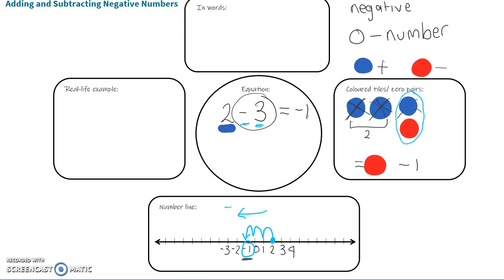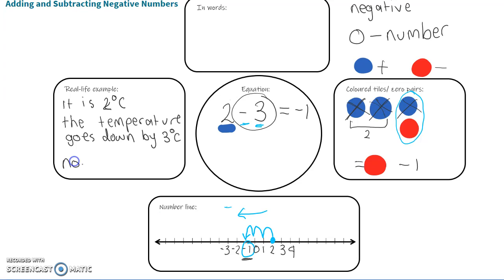Okay, here our real life example could be that it is 2 degrees. Okay, and the temperature goes down by 3 degrees. Okay, so now it's negative 1 degree. Okay, another example there. Let's do another subtraction.